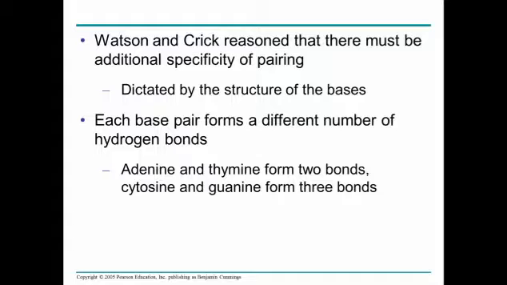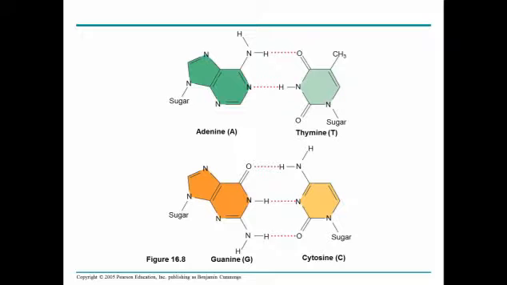So Watson and Crick then hypothesized that adenine and thymine formed 2 bonds between them, and cytosine and guanine formed 3 bonds. And this was part of their specificity of pairing, that A always went with T and C always went with G. And here you see that A and T had 2 hydrogen bonds. The pink dots represent hydrogen bonds. And here we have 3 between G and C.